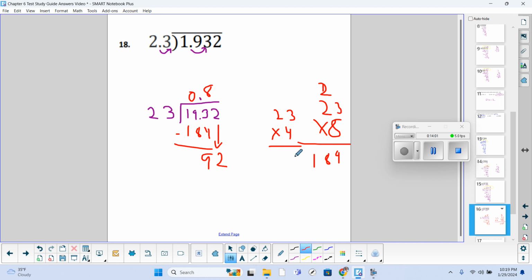4 times 3 is 12. Carry the 1. 4 times 2 is 8, plus 1 is 9. It's exactly 92, which means the number that goes up here would be a 4. 4 times 23 is 92. My remainder is 0. So my answer to this problem is 0.84, which should make sense because 2.3 would go into 1.9 less than 1 time. So yeah, 0.84 should make sense.